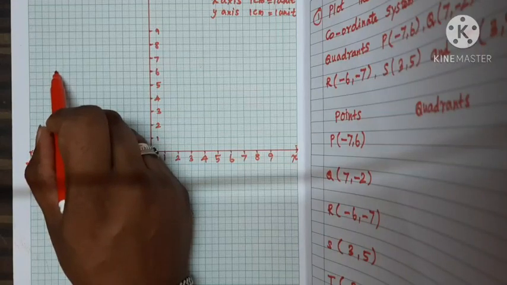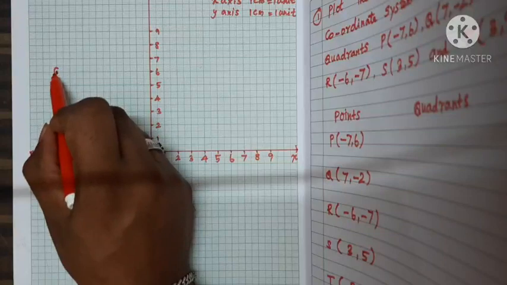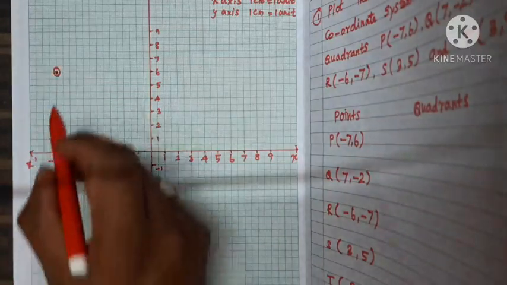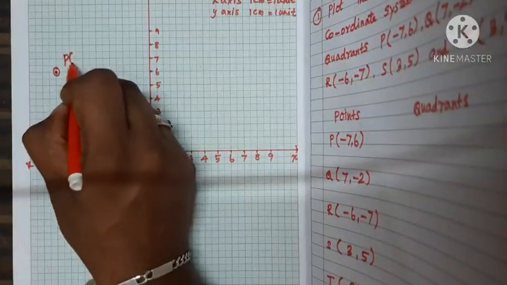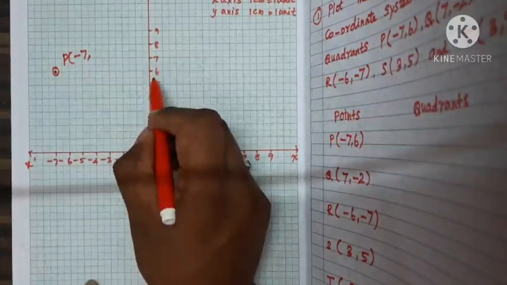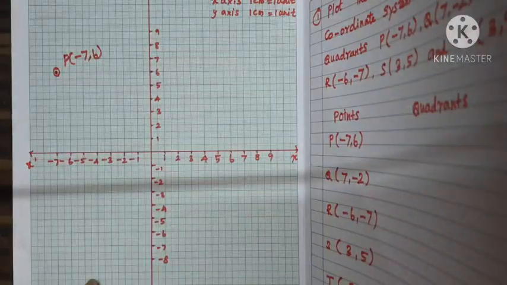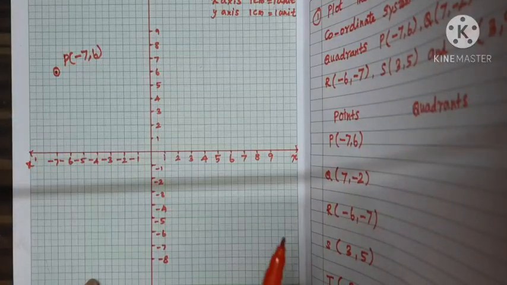So you have to mark the point and make a small circle. This point is what? P. X value is -7, y value is 6. So -7, 6.